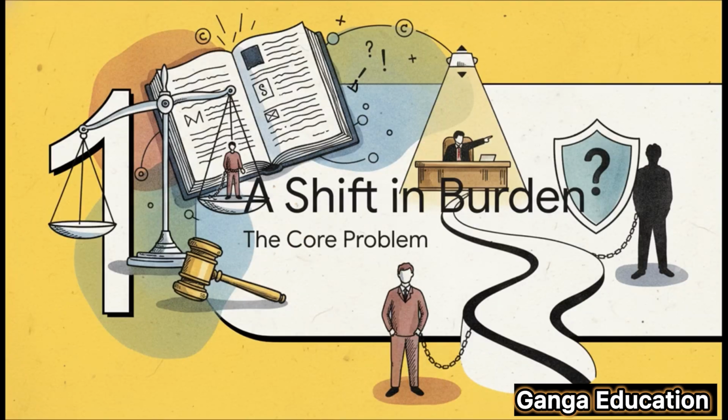All right, let's start with the fundamental question. You know, there's a golden rule in criminal law. Innocent until proven guilty, right? This means the burden of proving that the accused is guilty always falls on the prosecution. But what happens when the accused person actually admits to doing the act, but then offers an excuse or a defense to justify it? That's where things get tricky.